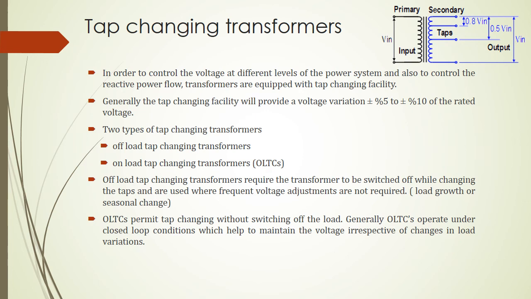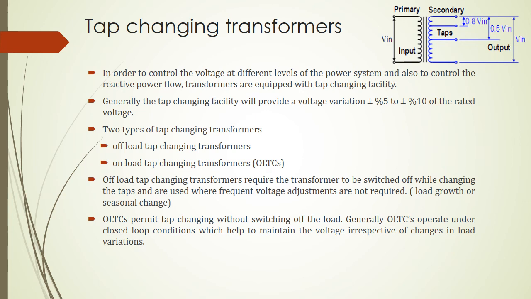Next, we have a different kind of transformer called the tap changing transformer. In order to control the voltage at the output, we can change the tap here so that we have different output levels according to the changing turn ratio. In general, the tap changing transformer can provide us with a variation of plus minus 5 to plus minus 10% of the rated voltage. There are two types: off-load and on-load tap changing transformer.